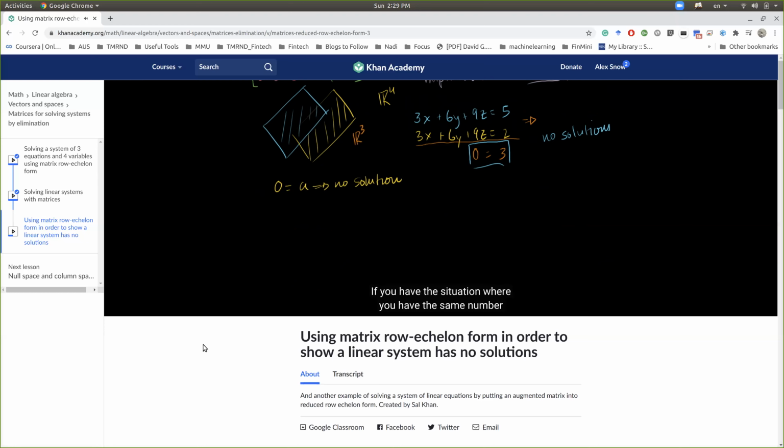If you have the situation where you have the same number of pivot entries as columns, so it's just 1, 1, 1, 1, and this is maybe the case of R4, I think you get the idea, and that equals A, B, C, D, then you have a unique solution.